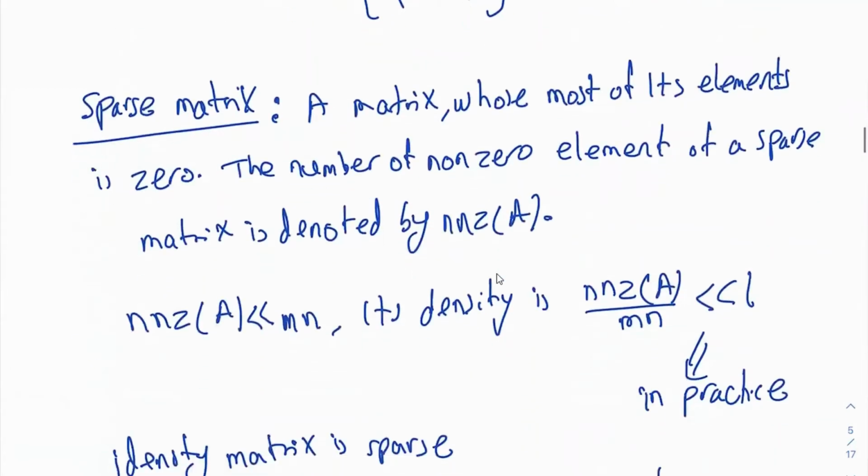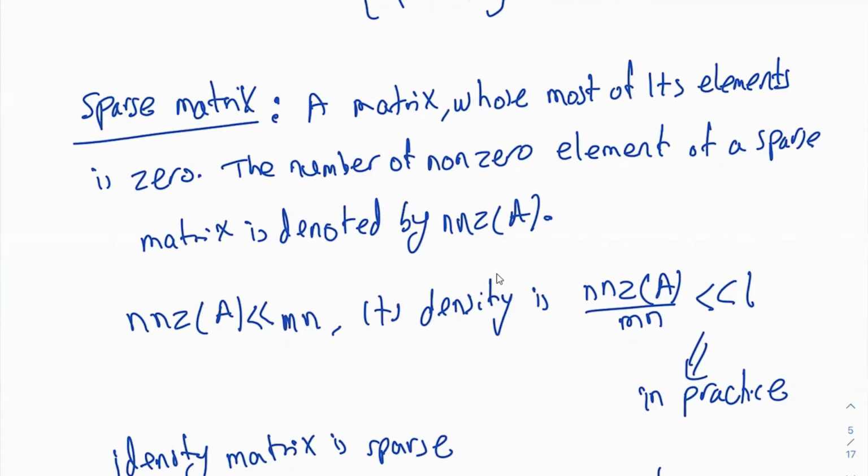Now another important concept is sparse matrices. A sparse matrix is a matrix where most of its elements are 0. Remember, the zero matrix had all the elements equal to 0. So the zero matrix is the sparsest matrix you can get. But in general, a sparse matrix is a matrix whose most elements are 0.